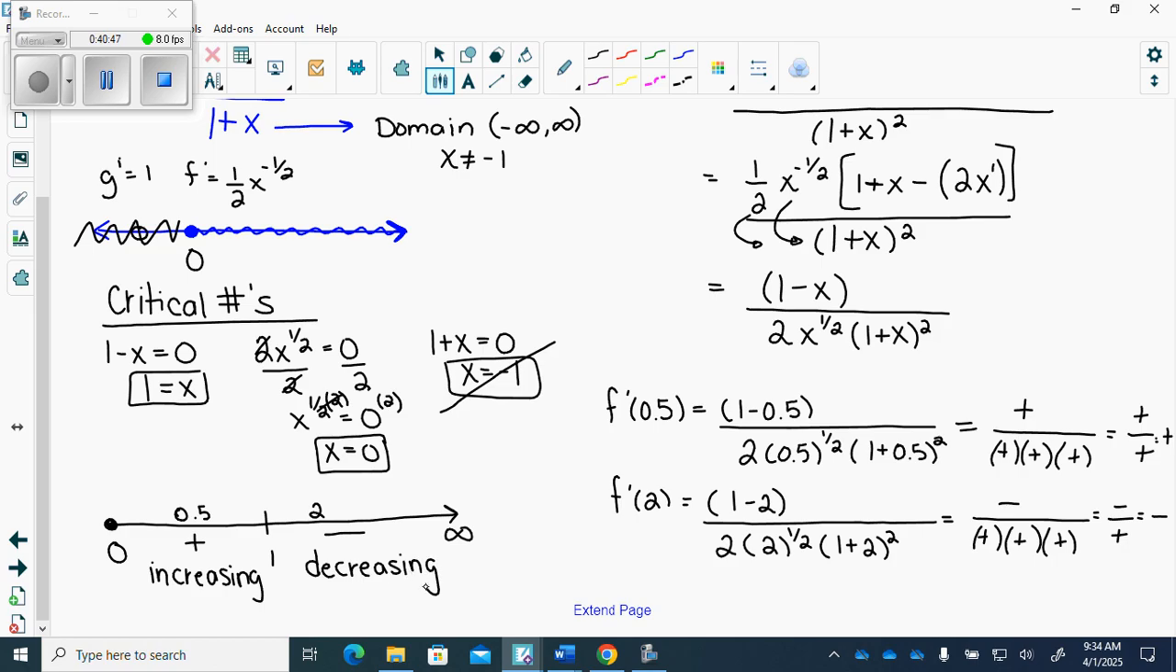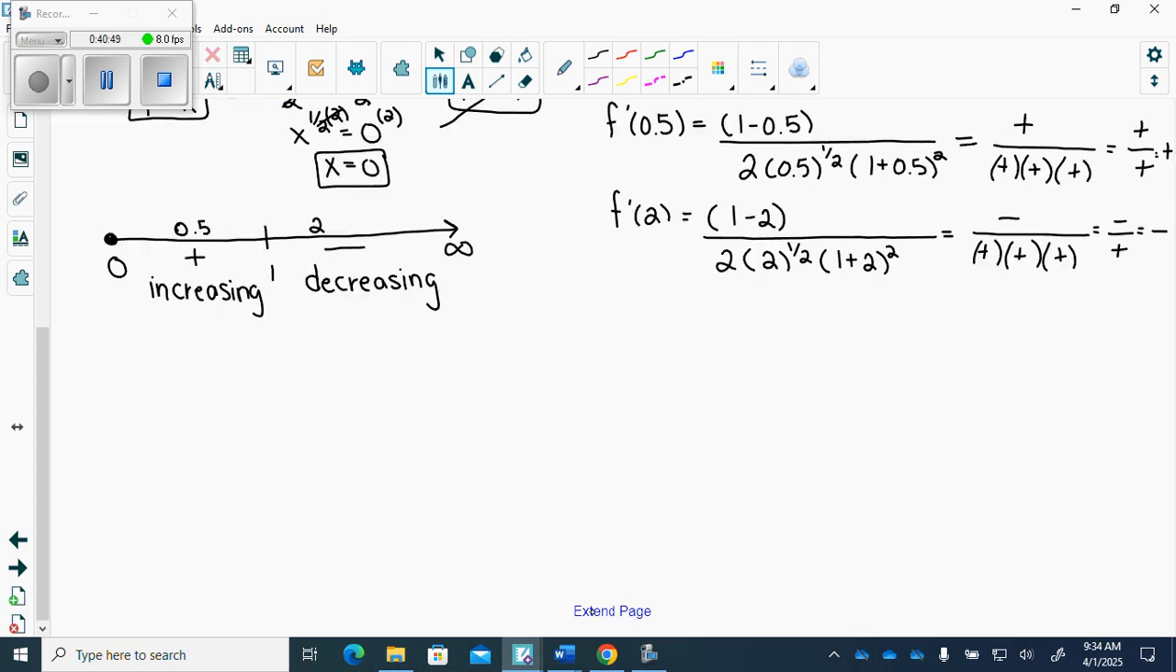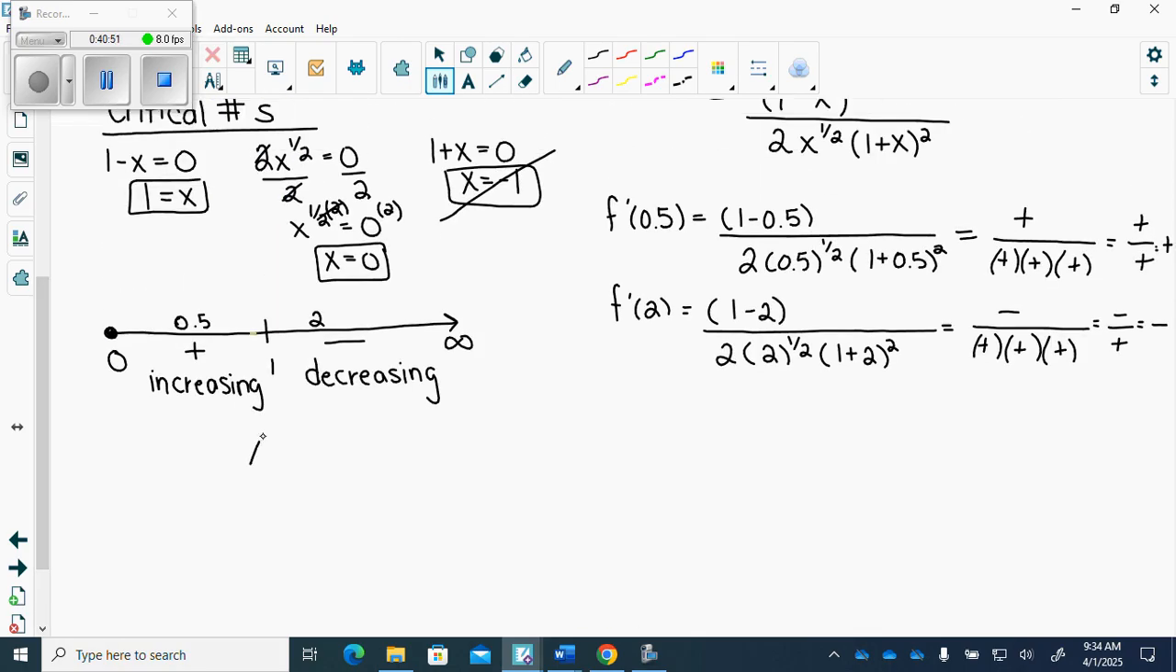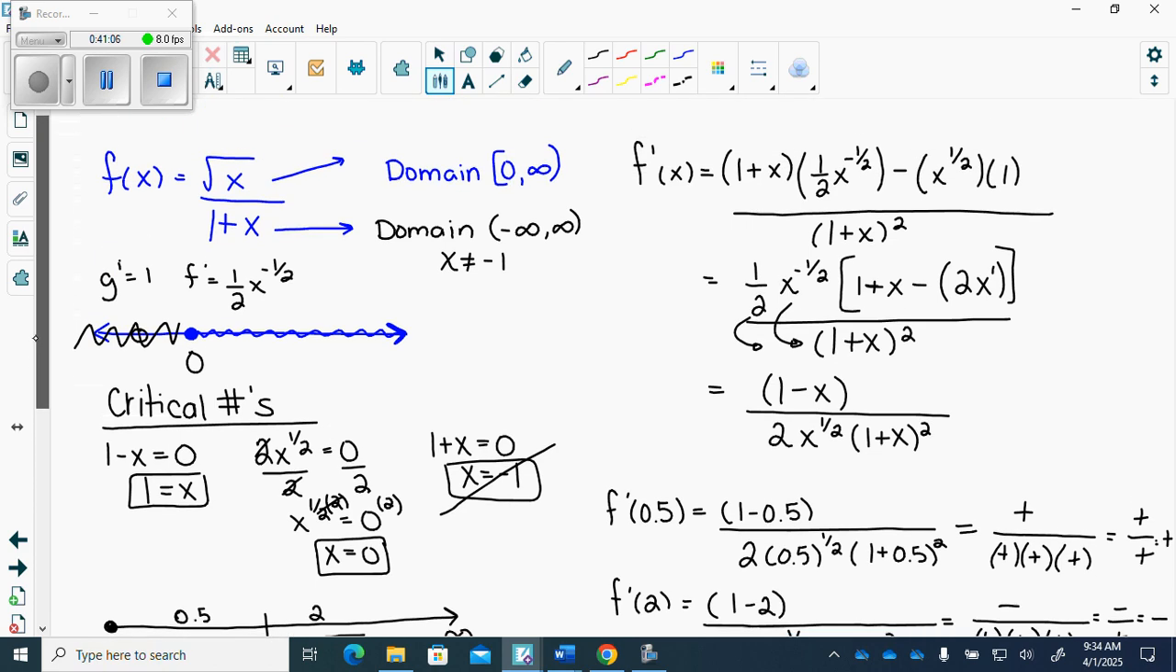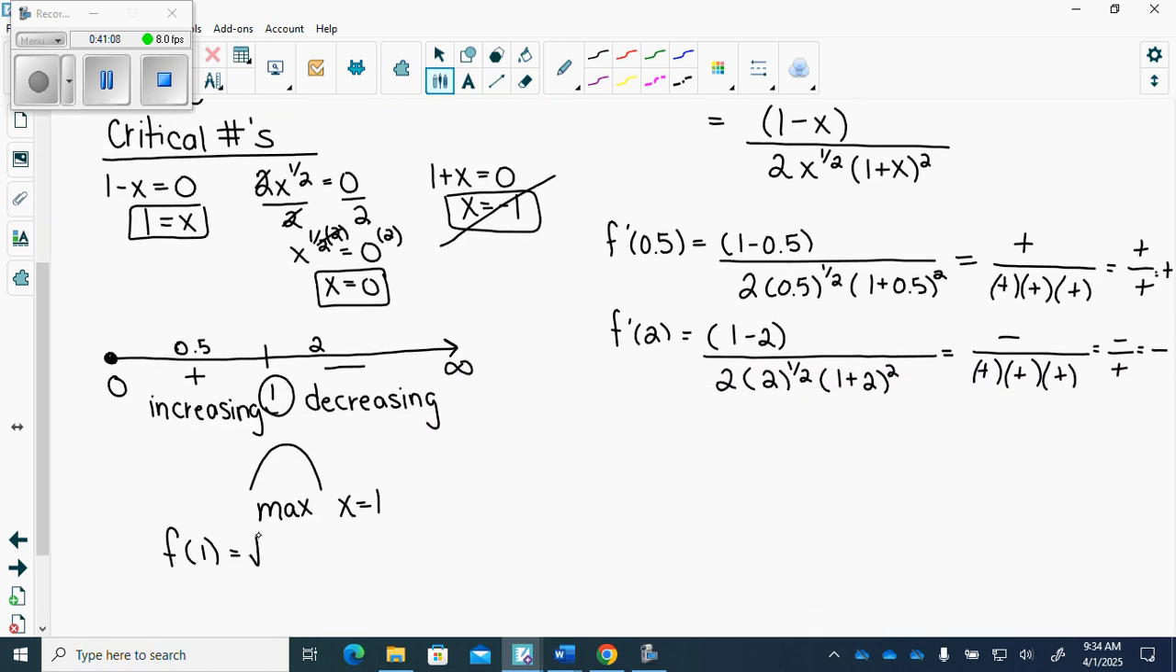Yes? Then we know we are increasing to decreasing. So what is 1? A maximum. You have a maximum at x equals 1. How we get the actual maximum, though, is we plug it into f of 1, which was square root of 1 over 1 plus 1, which is a half. So we have a maximum at 1.5.